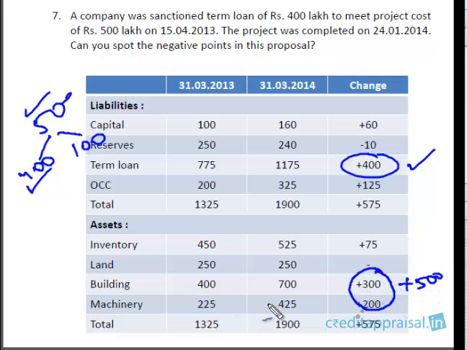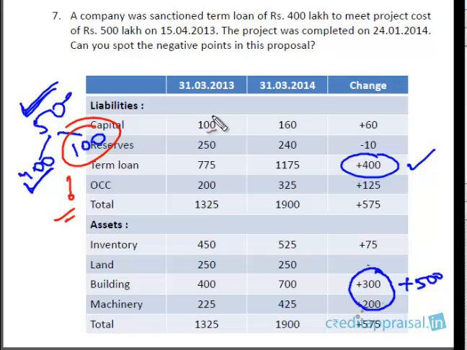This is actually, this should be net block. In the assets you take net block, but anyway, let us ignore depreciation for the moment. So the 500 lakhs is also reflected. So this is reflected, this is reflected. What about this 100 lakhs? Is the borrower's margin brought in?